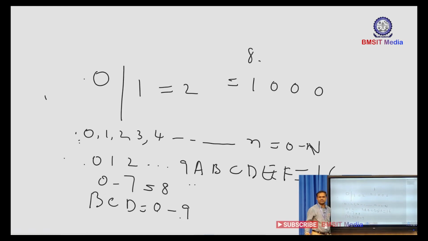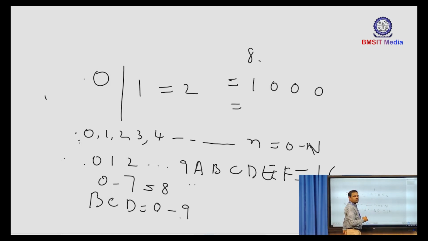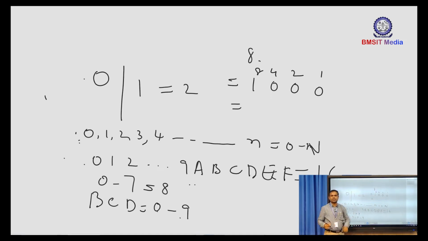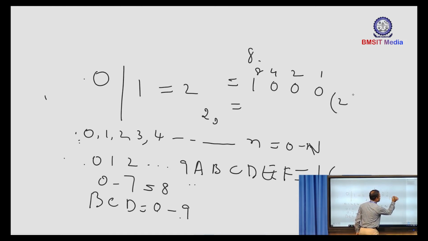Why is it 1, 0, 0, 0? Why not something else? Definitely this is a question which arises in your mind. Why it is 8 means we have one code called weighted code, and that weighted code is called 8421 code. What is 8421 code? Weight. You know that 1, 0, 0, 0 is a binary number. Binary means how much? 2. Binary means 2, I will write here. This is nothing but 2 binary numbers.